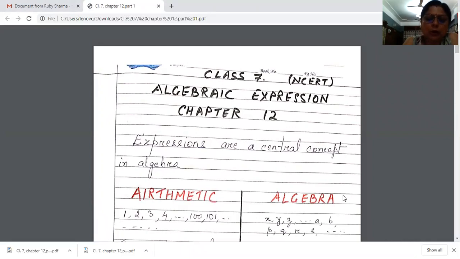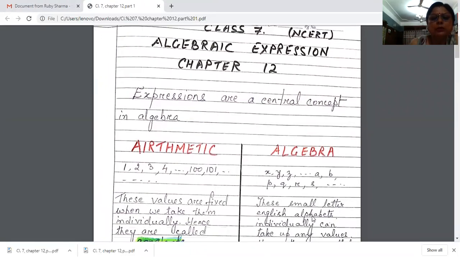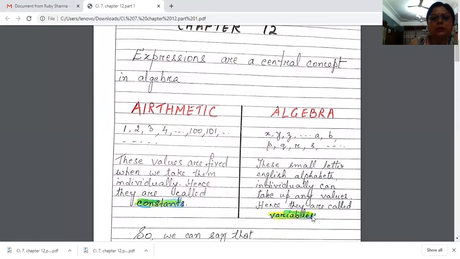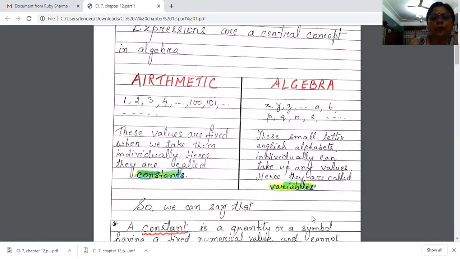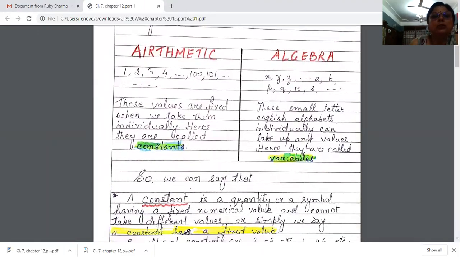Whereas in algebra, we use letters of the English alphabet, the small letters, that is x, y, z, a, b, c, d, or p, q, r, s, t, anything we can use. These take up any values, and hence they are also called variables. So we must first understand what constants and variables are before we learn about expressions.